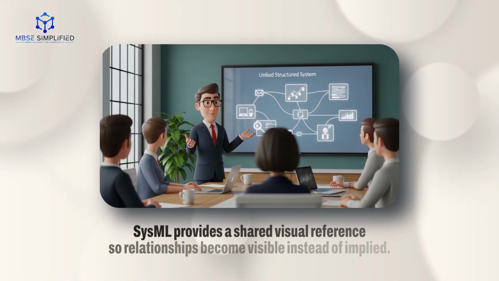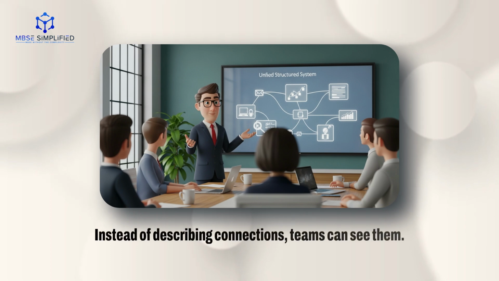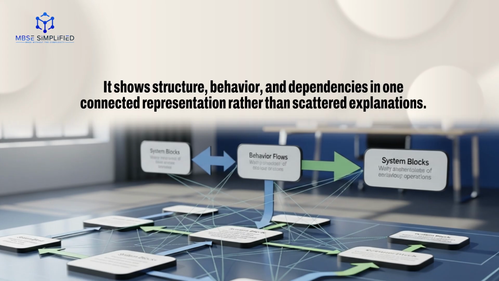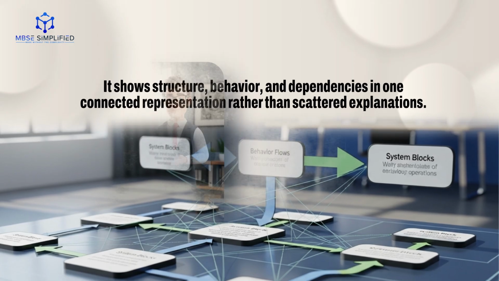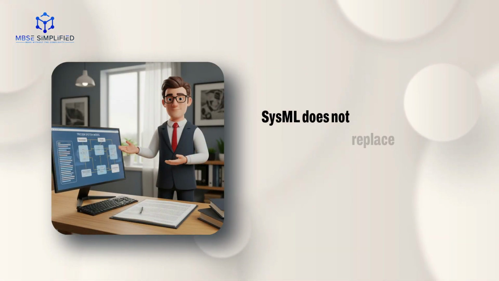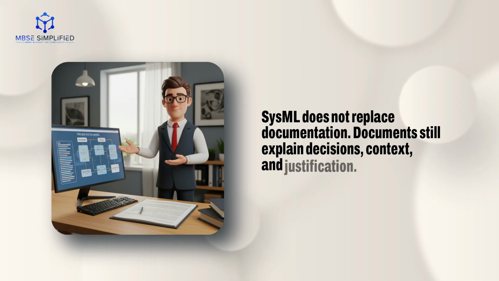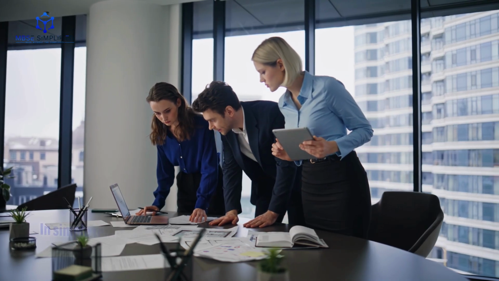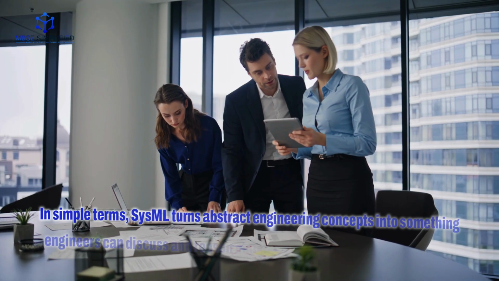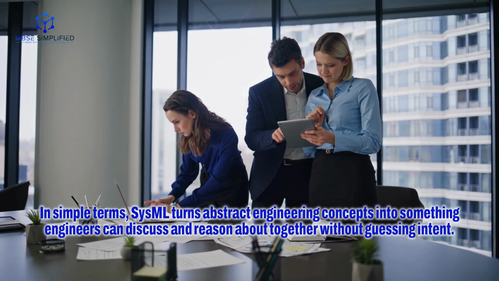Systems modeling language provides a shared visual reference, so relationships become visible instead of implied. Instead of describing connections, teams can see them. It shows structure, behavior, and dependencies in one connected representation rather than scattered explanations. Systems modeling language does not replace documentation. Documents still explain decisions, context, and justification. The model connects those decisions into a coherent system picture. In simple terms, systems modeling language turns abstract engineering concepts into something engineers can discuss and reason about together without guessing intent.